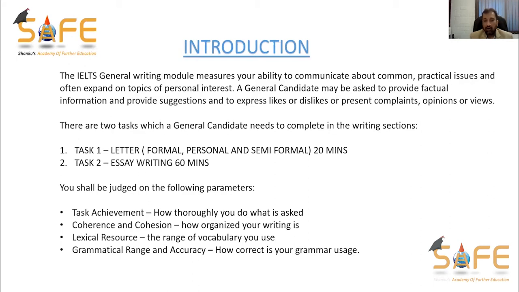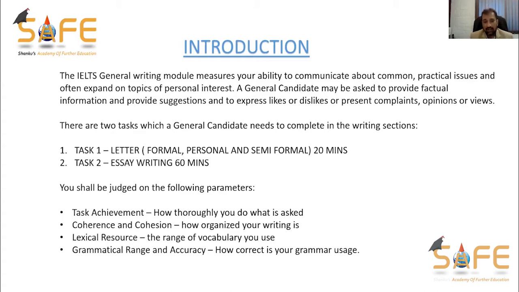Coherence and cohesion is how well your writing is organized. Here, how you have laid down your opinions, what sort of sentences you have used, what kind of arrangement of ideas you've made, and how well your entire writing structure is linked. That is where coherence and cohesion come into perspective. Lexical resource basically means the kind of vocabulary you are in the habit of using. So what sort of vocabulary are you using, and in context with your coherence and cohesion, is the vocabulary well arranged? Apart from that, what sort of new words and synonyms are you able to use in your essay and in your letters?